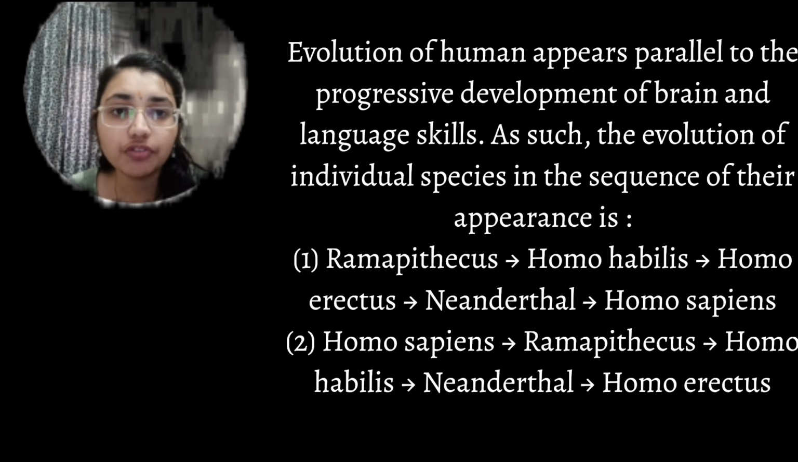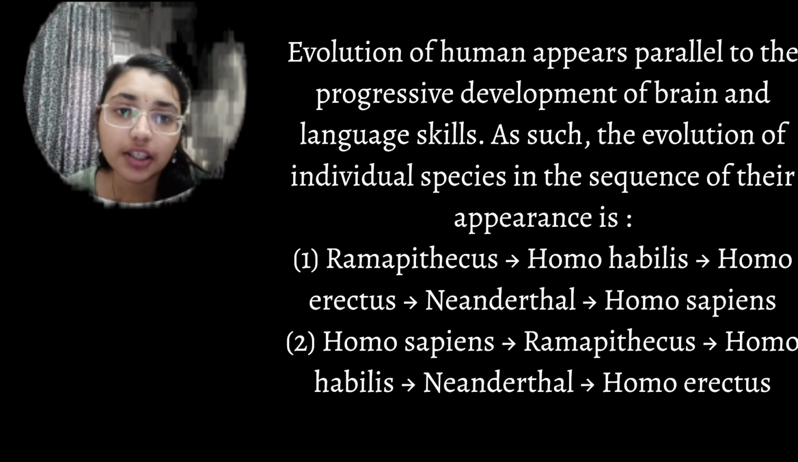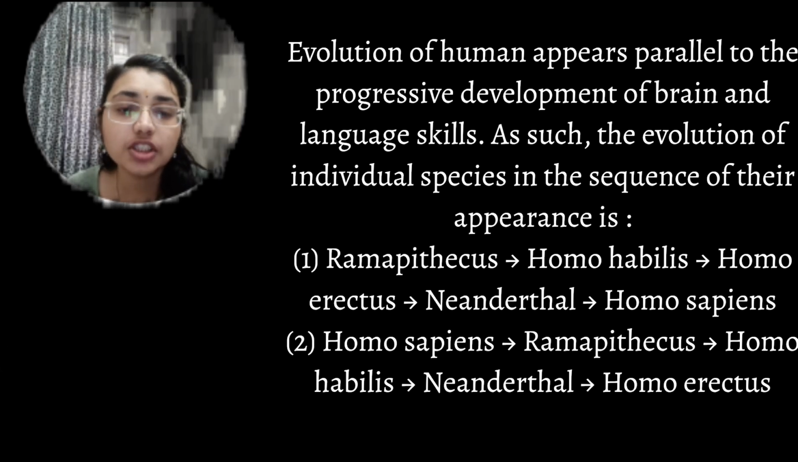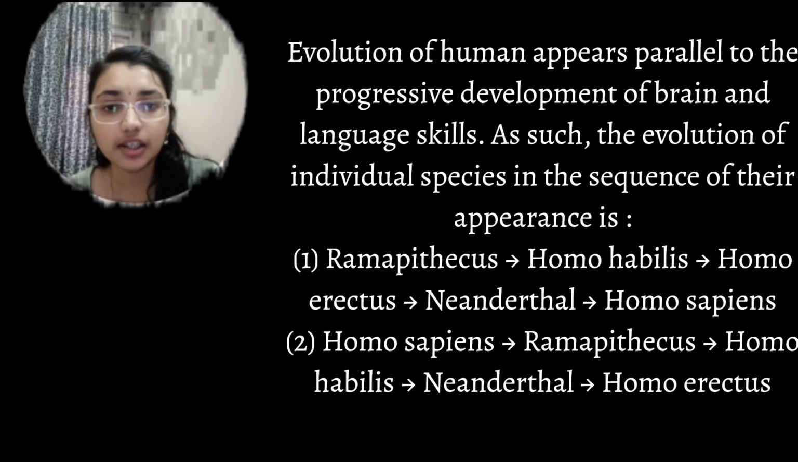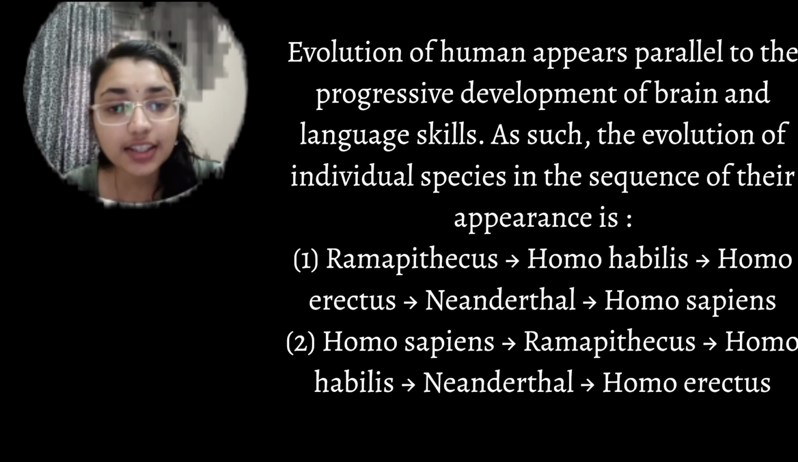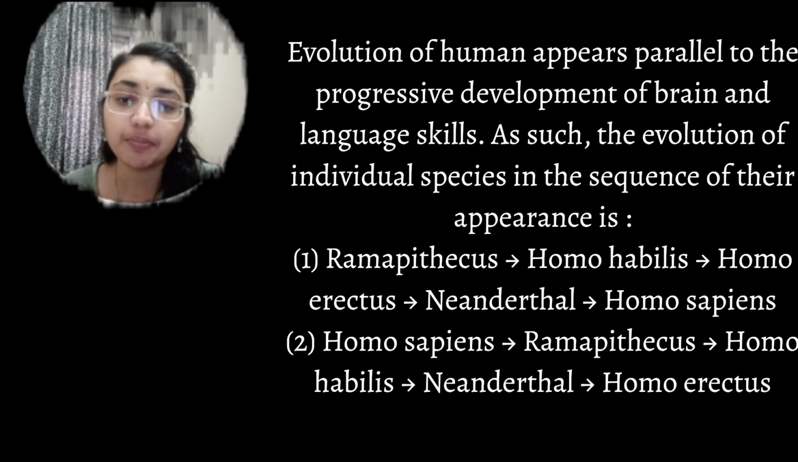Then evolution of human appear parallel to the progressive development of the brain and language skill. As such, the evolution of individual species in the sequence of the appearances. First is Ramapithecus, then Homo habilis. It is the earliest Ramapithecus. Then the second is Homo habilis, then Homo erectus, Dryopithecus, and Homo sapiens. So the very first option is correct for this question.